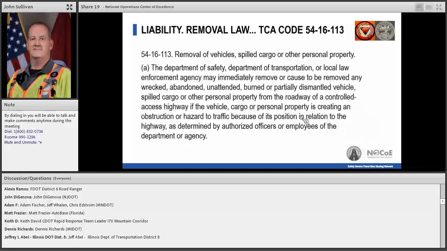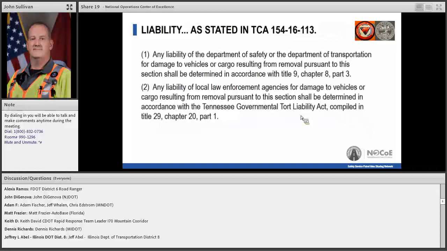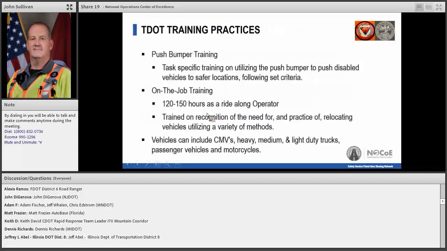And the next slide will show the tort liabilities. Obviously, it's stated in the TCA codes that there is a liability from the state and the local law enforcement agencies. So they do have a reasonable amount of backing in there where they could apply some kind of liability to either of the departments. We can go to the next slide.